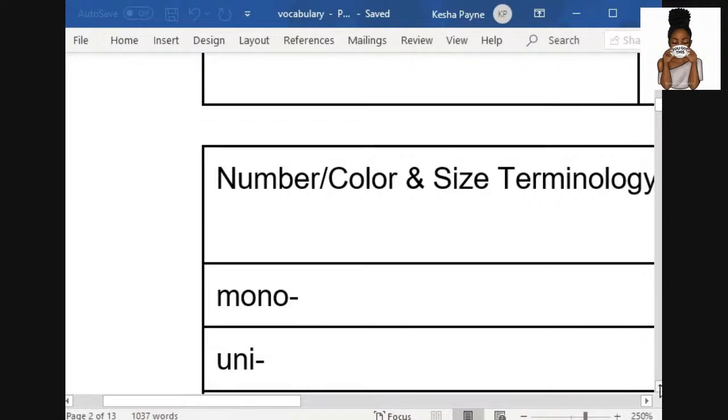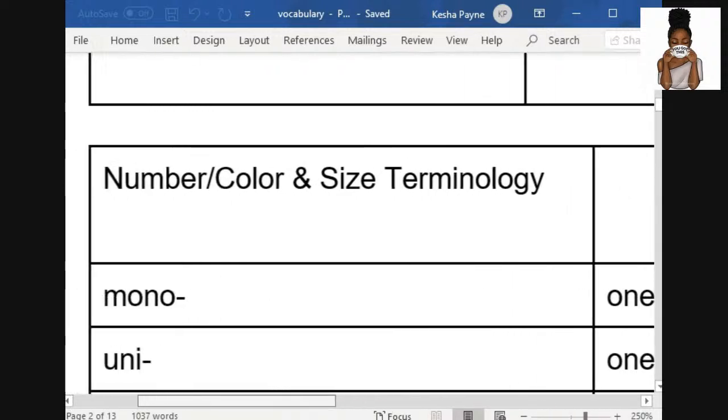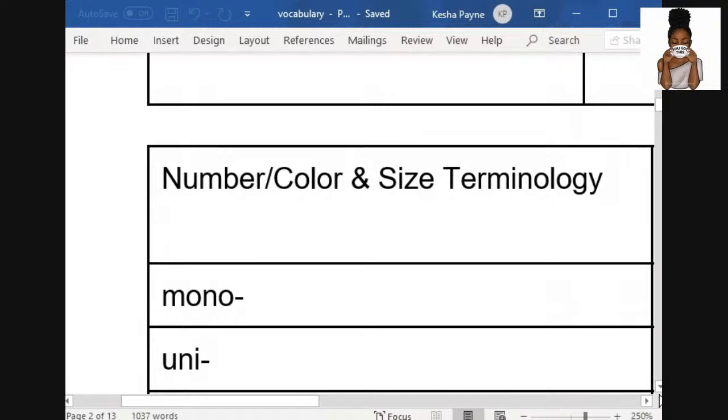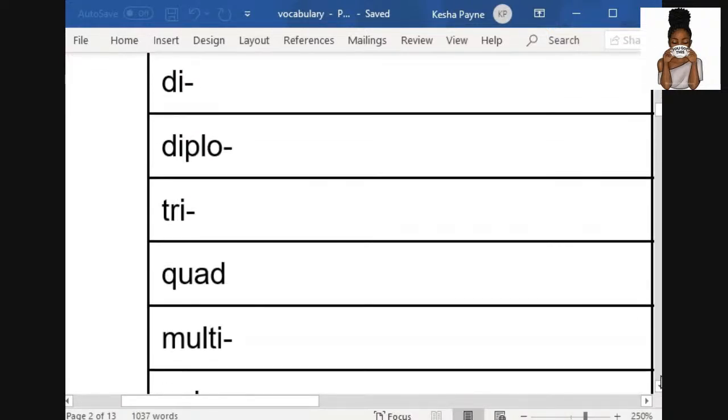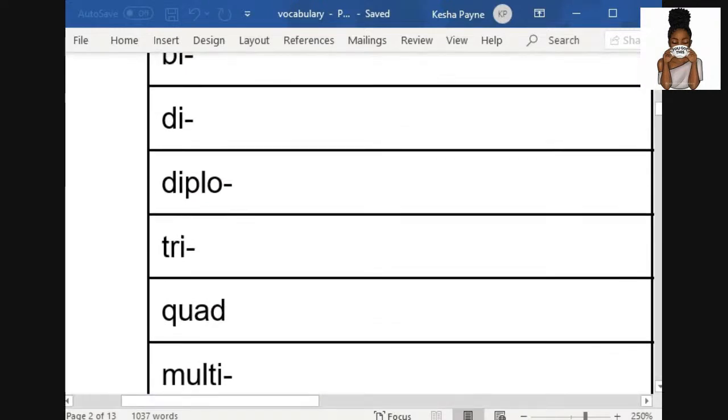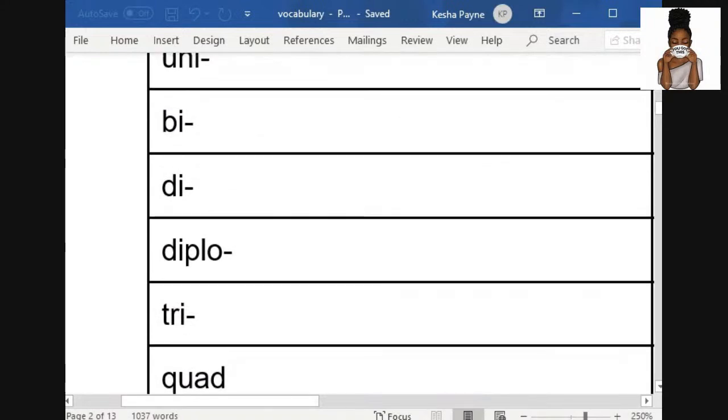What is mono and what is uni? I believe that these are one. What do you think? Yes. Yay, one. Okay, so bi. Oh, no, no. Di. Oh, yeah. Bi, two. Di, two. Duo is double, tri is three, and quad is four.